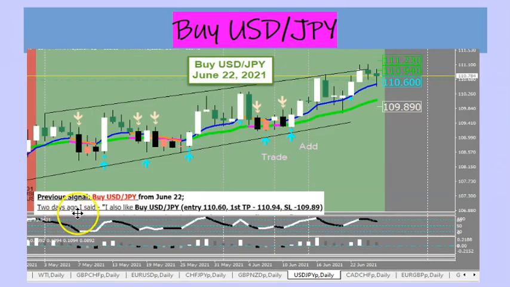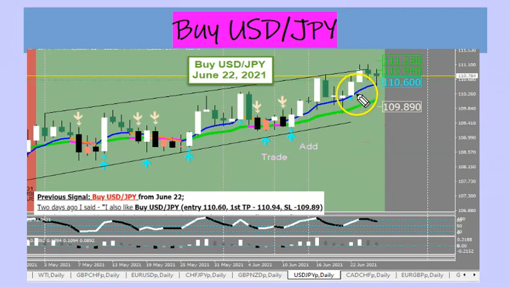Okay, on the same day, on the 22nd, I also included this. It's kind of a bonus trade. Here's the information, guys, I sent out on the U.S. Japanese yen. It was sent out on the 22nd along with the CAD Swiss franc trade. So 2 days ago, I said I also like the buy U.S. Japanese yen. And I gave you the entry this time, entry 110.60, the first take profit 110.94, the stop loss 109.89.